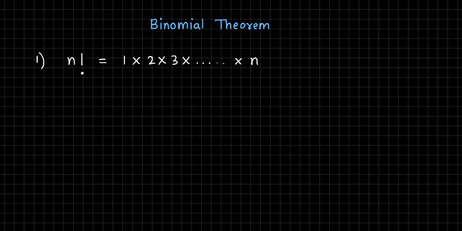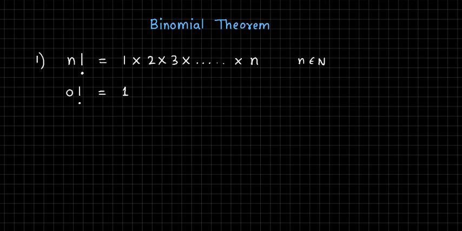Now although here we say that n should be a natural number, there is a special case of 0 factorial, which is an exception, and we have to remember it as 1. Okay, so 0 factorial is specially defined to be equal to 1.